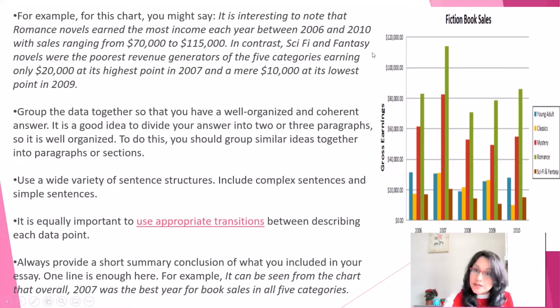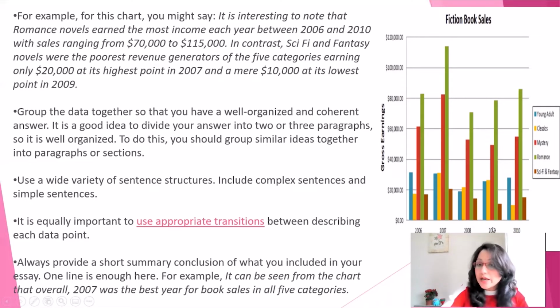So you look over here, these are your gross earnings, and this is your year, and these different colors are your categories, the book sales. So blue is your young adult, yellow is your classic, red indicates your mystery, green is for romance, and the other red is your sci-fi and fantasy. Okay, and like I said, these are your years.